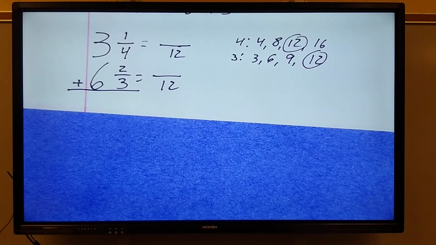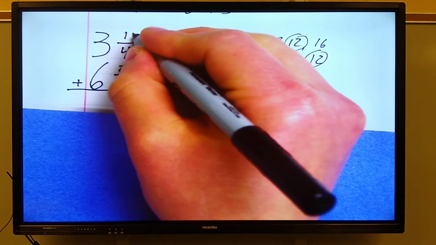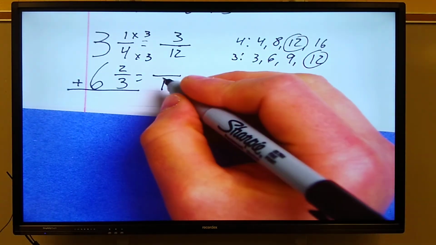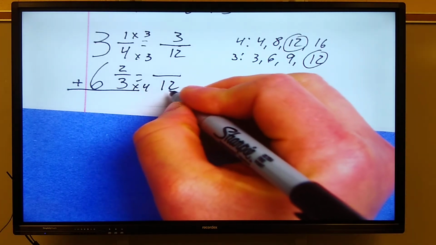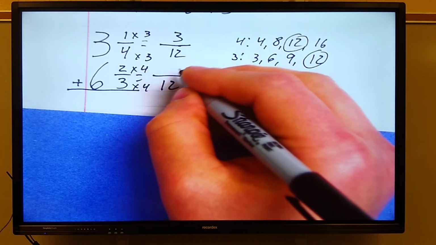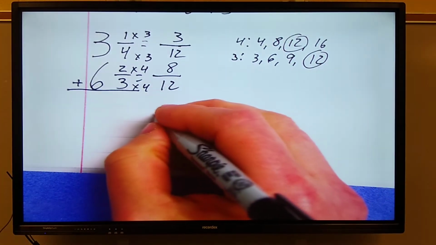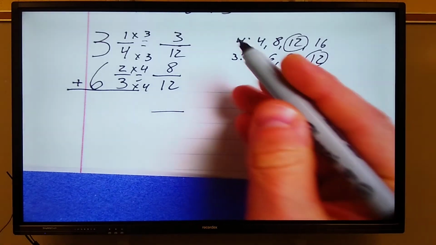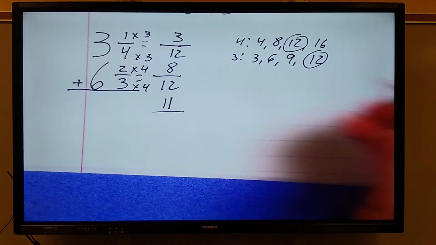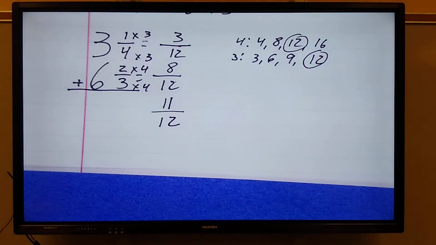All right, my numerators. 4 times 3 is 12. 1 times 3 is 3. 3 times 4 is 12. 2 times 4 is 8. Now you find your new numerators. 3 plus 8 equals 11. Denominator stays the same, 11/12.